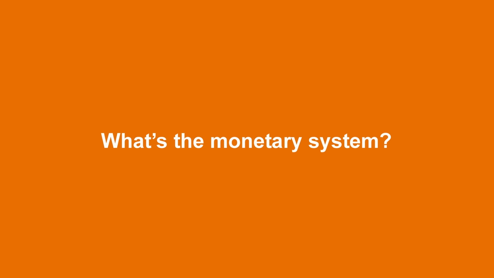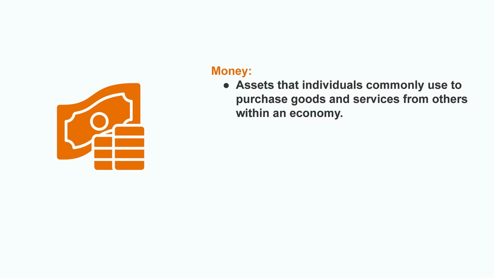As we know, when we want to buy or pay for something, we exchange it for money. But how is it that money is represented in paper bills and coins? Who controls this? Let's begin with analyzing the monetary system. The monetary system is about how money flows and is applied in order to carry out these transactions. Money is defined as assets that individuals commonly use to purchase goods and services from others in an economy.